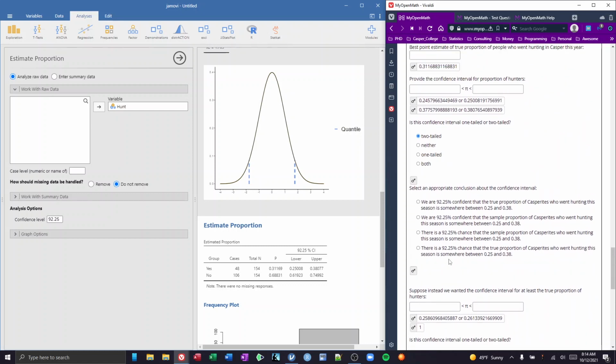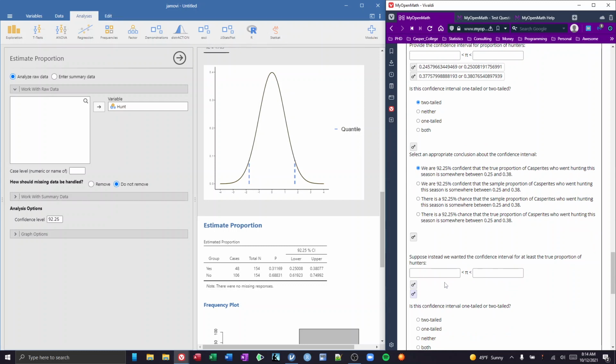Next, we can select an appropriate conclusion about our confidence interval. And we can say that we are 92% confident that the true proportion of Casparites who went hunting this season is somewhere between 0.25 and 0.38. The other ones are problematic because this one is like confident about the sample proportion, and we're not making a conclusion about the sample, we're making a conclusion about the true proportion. And the problem with these ones over here is we're using this word chance, saying that there's a probability that the true proportion is moving, or the probability that the sample proportion is changing. That's just not a correct way to say this. So here we are, this one is right.